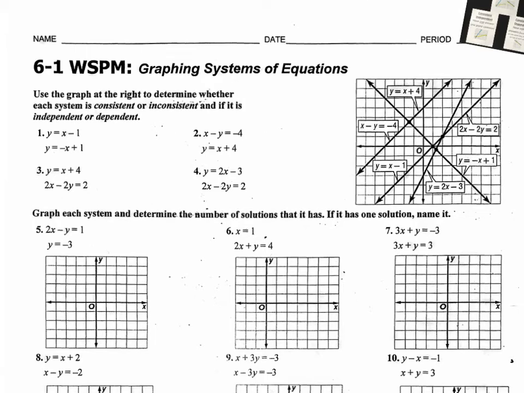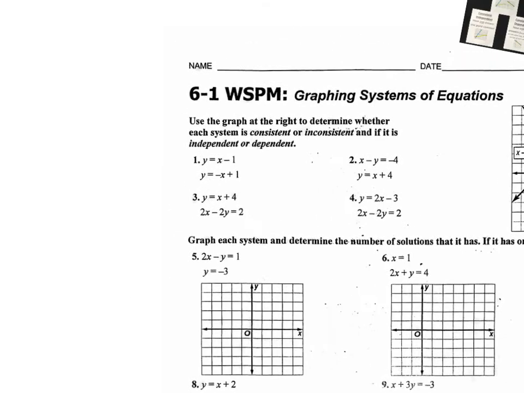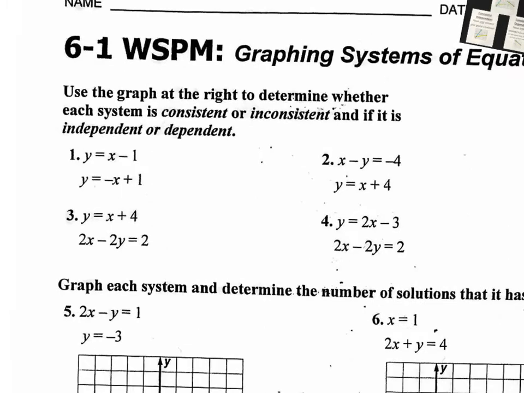On this very first homework assignment of semester 1, we're really going to be solving systems using the graphing skills that we talked about today. The first part says use the graph at the right to determine if each system is consistent or inconsistent, and if it's dependent or independent. So they're not even asking you to solve. They're just saying, is this system consistent or inconsistent?